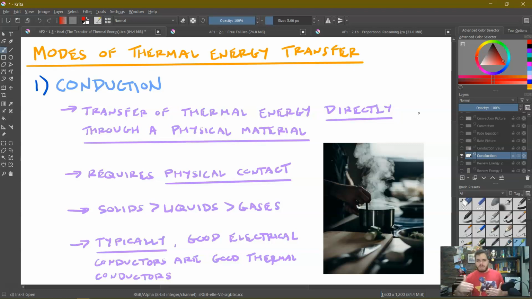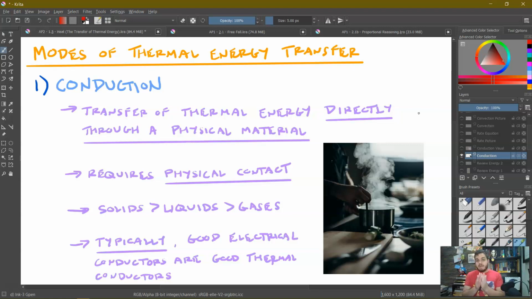But this literally travels from one part of the material to another. And it requires physical contact. We must have two things touching to conduct thermal energy from one object to another. They must be physically in touch. Now, typically speaking, solids are better conductors than liquids, which are better conductors than gases, and that's largely because of the spacing of the molecules.